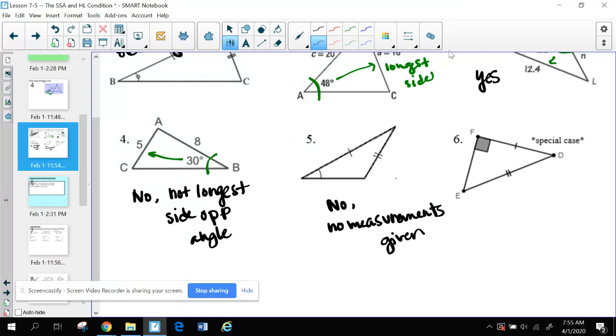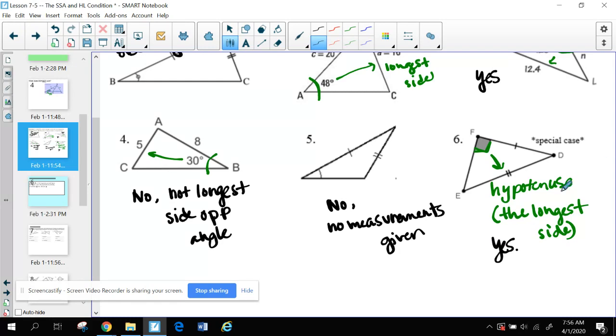And 6. 6, before we shut it down, we do actually have a measurement given. This right here is telling us that this is a 90-degree angle, which means that that is a right triangle, which means this has to be our hypotenuse, opposite. And we know the hypotenuse is always the longest side of a right triangle. So just by knowing this is a right triangle and this has a congruency marking, we can say yes for this one. Okay. We know that the side opposite the angle given is going to be the longest side.